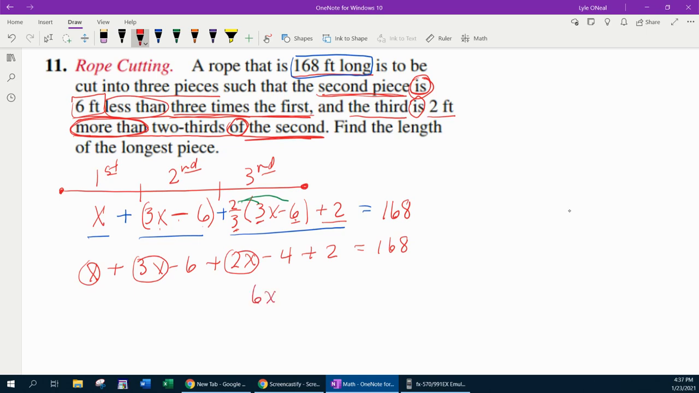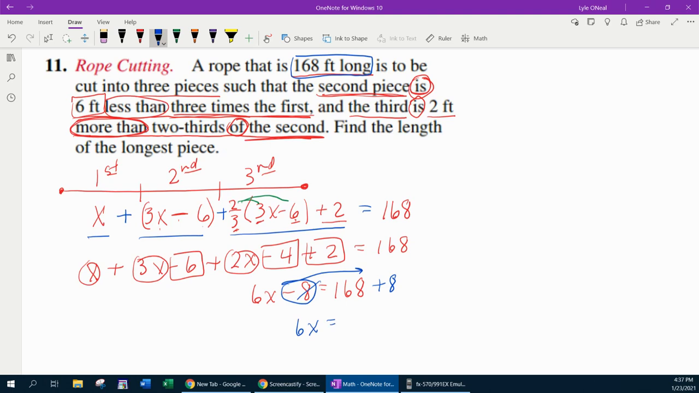And then I've got constants, -6, -4, and plus 2. -6 and -4 is -10. Plus 2 would be -8 equals 168. And at this step, it's a couple more steps and we're done. Bringing the -8 over makes it a +8. That's going to bring down the 6x equals, what is 168 plus 8?